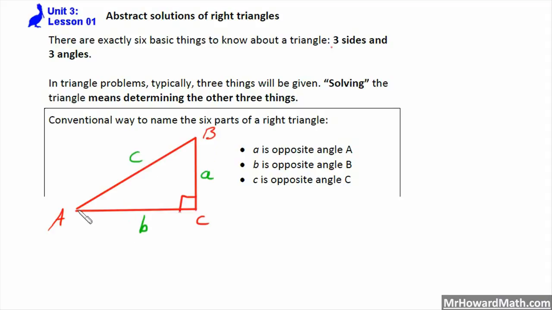And notice that angle A faces side A, angle B opens up to side B, and angle C, the 90-degree angle, opens up to the hypotenuse. It's common in a right triangle that C will always be your hypotenuse. So side A is opposite angle A, side B is opposite angle B, side C is opposite angle C. Again, sides are lowercase, angles are uppercase.